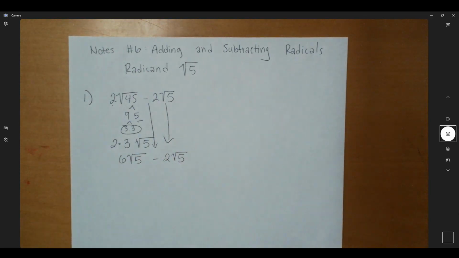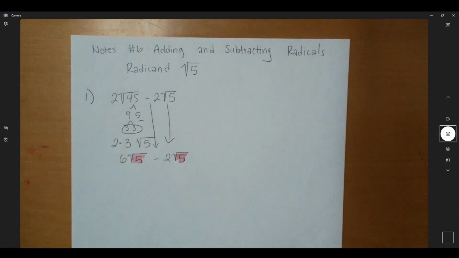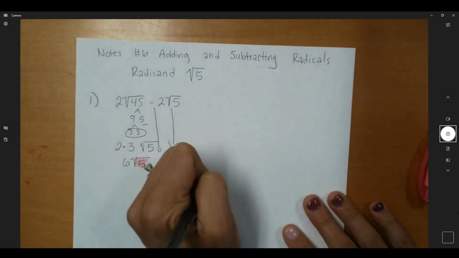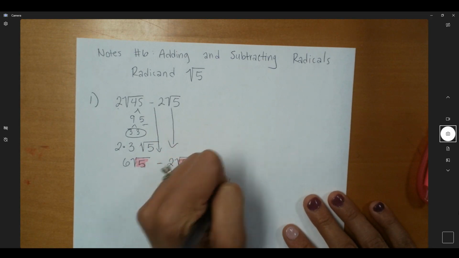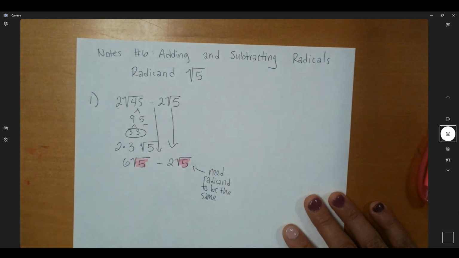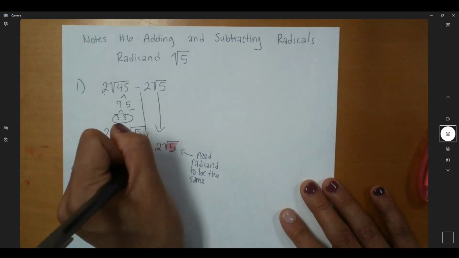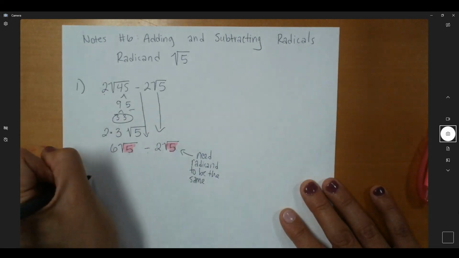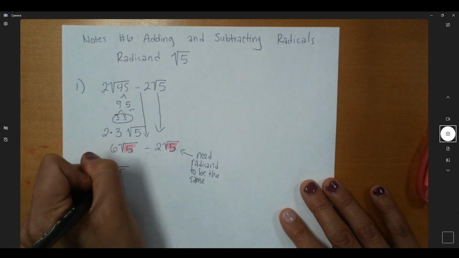So now that's exactly what we wanted to happen. I'm going to highlight that. So we want this and this to be the same. Okay, so you want these to be the same in order to add or subtract them. So now that they are the same, I can take 6 and then the minus 2. So 6 minus 2, that's now on the outside, and square root 5 stays the same.